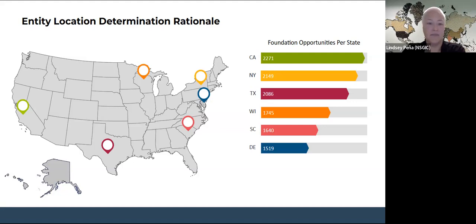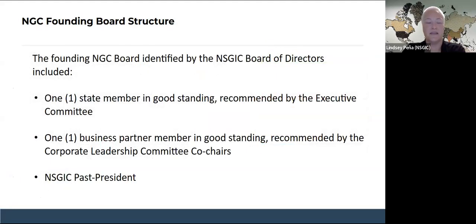Then we, meaning the NSGIC board, decided that they wanted a state that has been very active within the NSGIC organization throughout the years. It was selected as Texas because Texas has had a long history with NSGIC. And as many of you know, our current president is Richard Wade from the state of Texas. So Texas was determined as the entity location. I am also in Texas, and so I serve as the local registered agent, since you have to have an individual on the ground in the state for your entity.